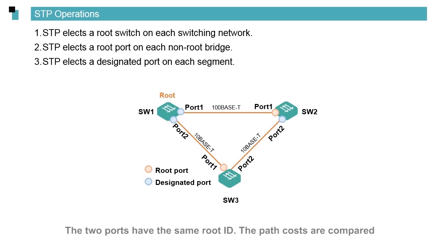The path costs are compared. The path cost of BPDUs received by SW2's port 2 is the sum of the port costs of SW3's port 1 and port 2. The path cost of BPDUs received by SW3's port 2 is the sum of the port costs of SW2's port 1 and SW3's port 2. Based on link bandwidths, SW3's port 2 has a smaller path cost. Therefore, SW2's port 2 is selected as a designated port.